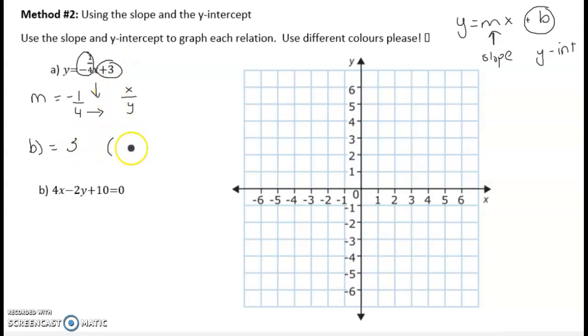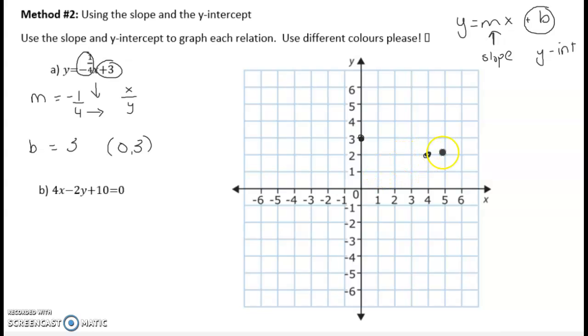So if you were putting it as a point, that means x was 0 and y is 3. Oh, I don't know why I put a bracket around there, sorry. Okay, so if you were to plot it, here's my y-intercept right here, +3, and then I can go down 1 and over 4. So for my slope, down 1 and over 4. 1, 2, 3, 4. Right here, put a dot.